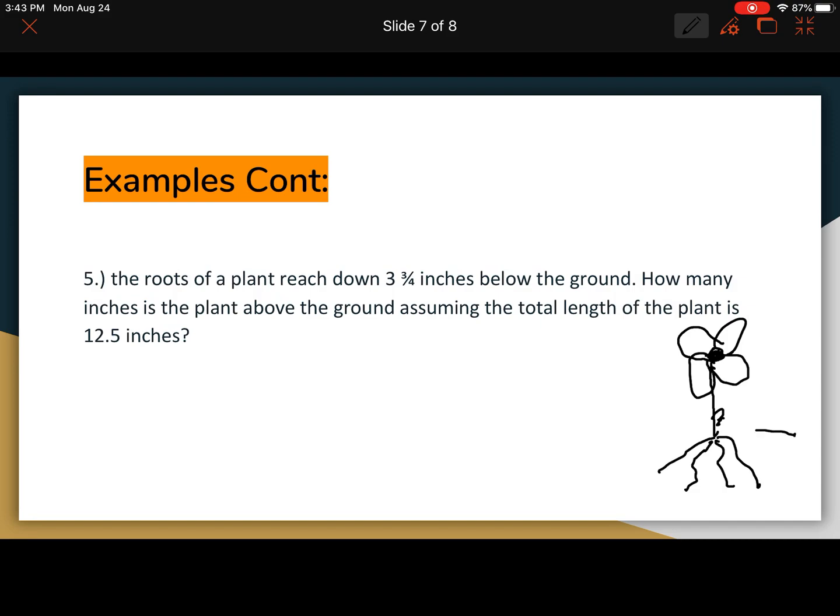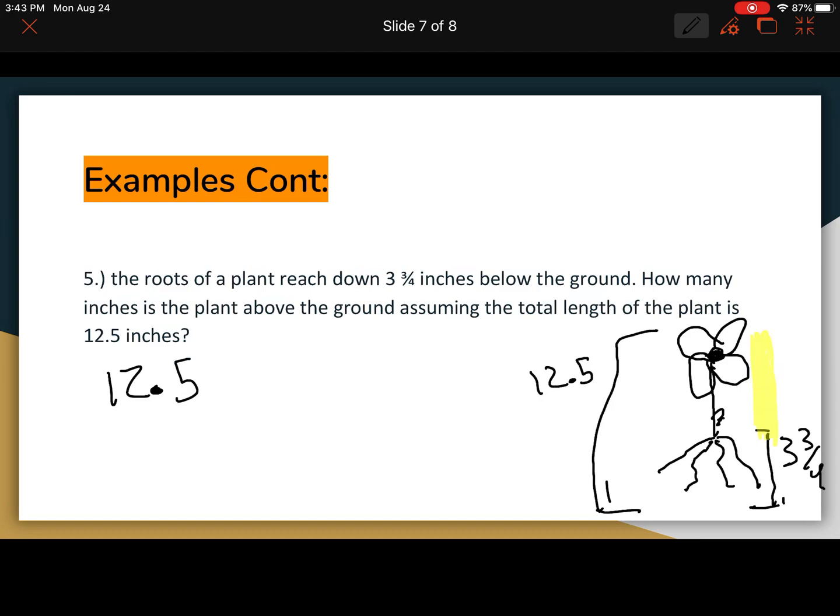All right. So it's told us that the roots reach 3 3/4 inches below the ground. Let me erase that there. It's kind of messy. All right, so our roots are reaching 3 3/4 inches below the ground. And then the total height of our plant is 12.5 inches. So what do we want to find out? Well, we want to find out this area right here, the part that is not below the ground, but above the ground. So if we look at that, that's this whole total length of the plant minus those little roots that are below the ground. So we're going to have to set up our equation to be 12.5 minus 3 3/4.